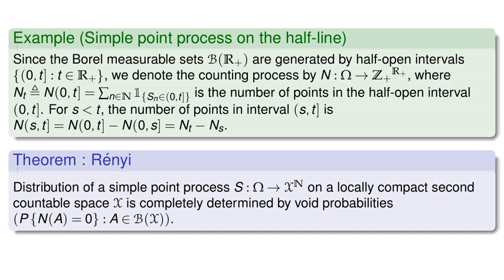There's an important theorem by Rényi. It states that the distribution of a simple point process S mapping from Ω to 𝒳 raised to ℕ on a locally compact second countable space 𝒳 is completely determined by what are called void probabilities. These are the probabilities of the form P(N(A) = 0) for all A in ℬ(𝒳).